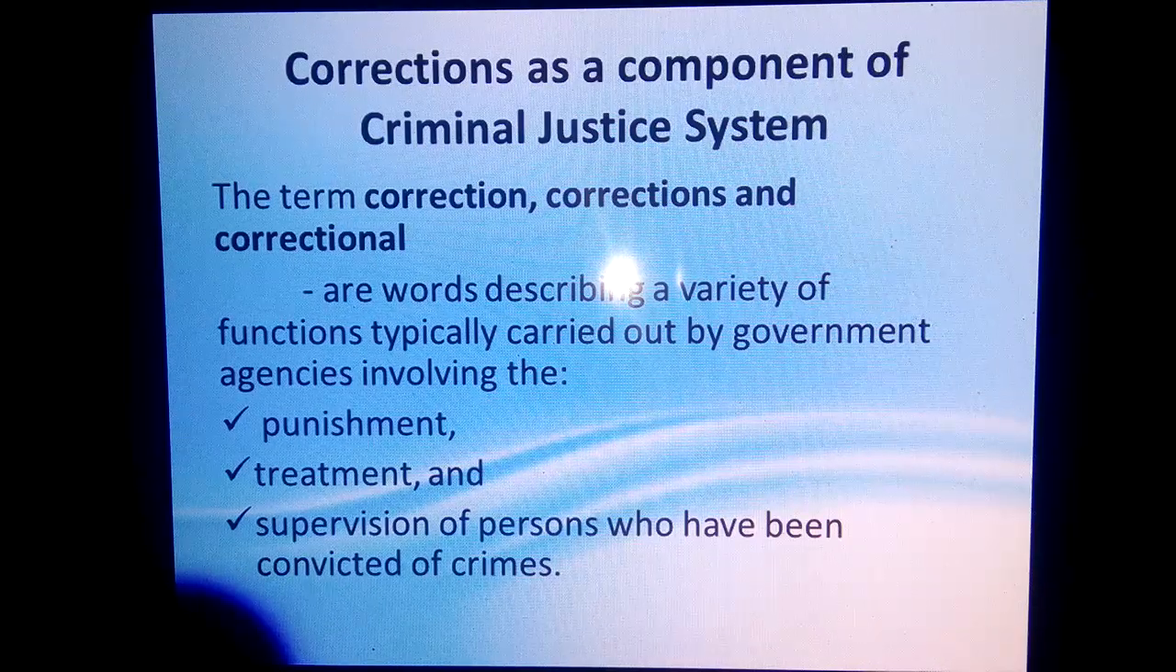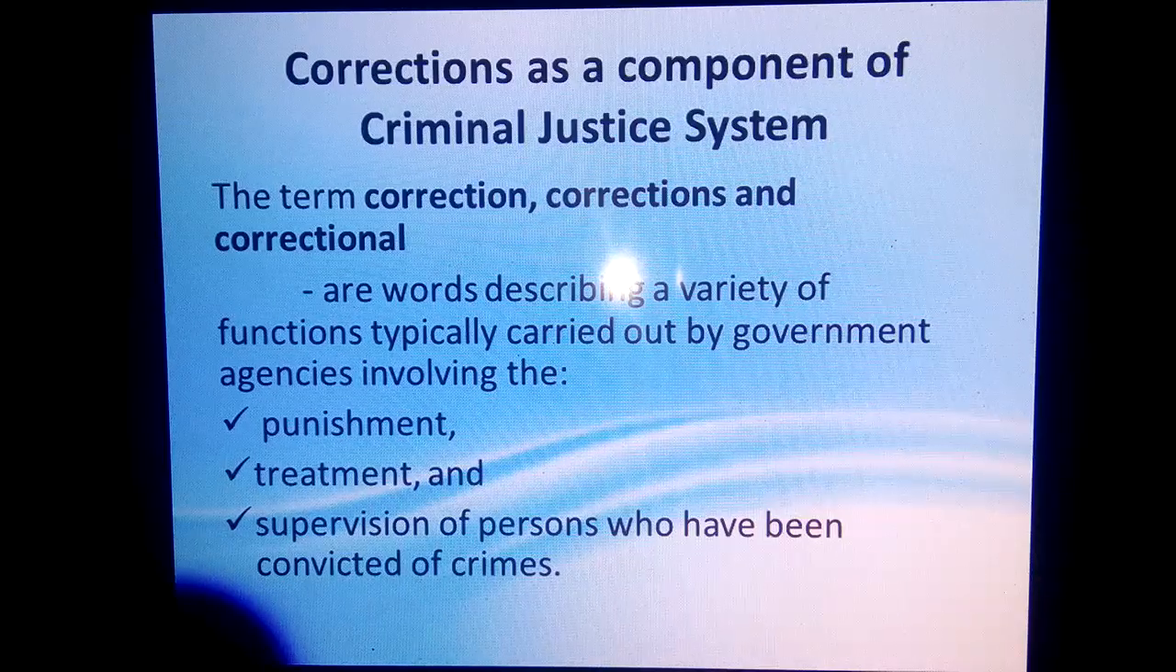Because whenever a treatment or a program instituted to a person deprived of liberty is not suited or not perfectly designed for him or for her, that might result in a loophole or failure on the part of the BJMP personnel or the BuCor personnel in terms of rehabilitating or reforming the person deprived of liberty.